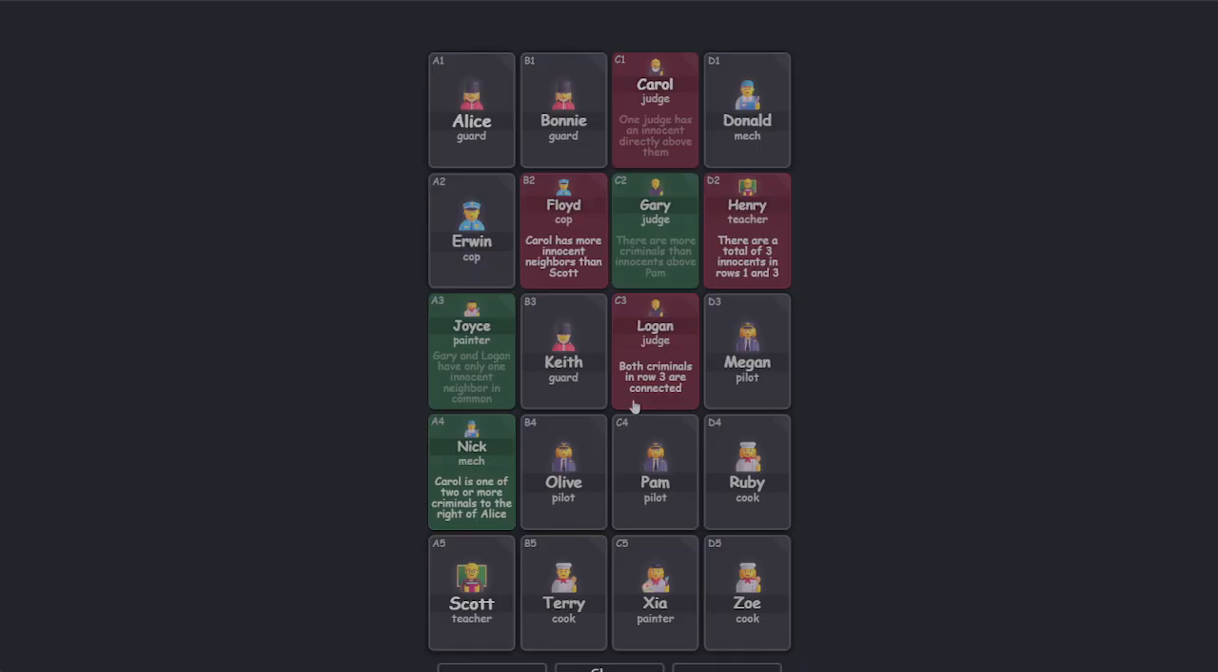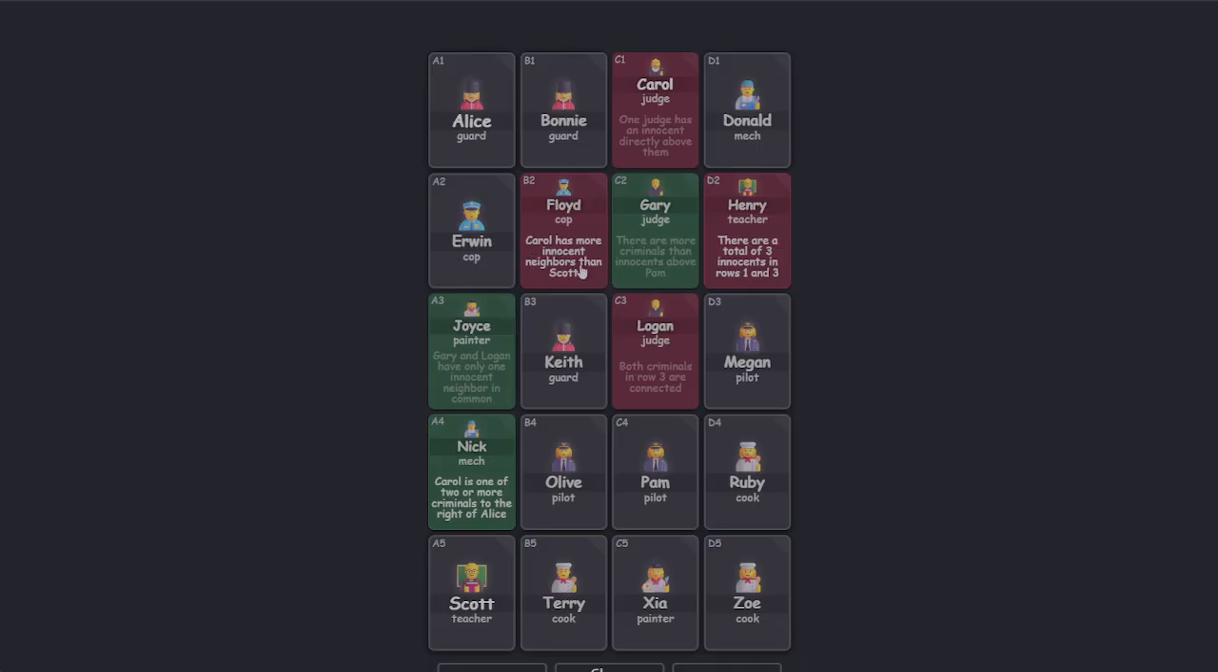This clue technically isn't really helpful to me anymore. So I'm going to block it out for now. I can turn it back on later if I need to and go through all the clues. Carol is one of two or more criminals to the right of Alice. That, again, two or more. So we know that at least Bonnie or Donald is a criminal, but we don't know anything else.